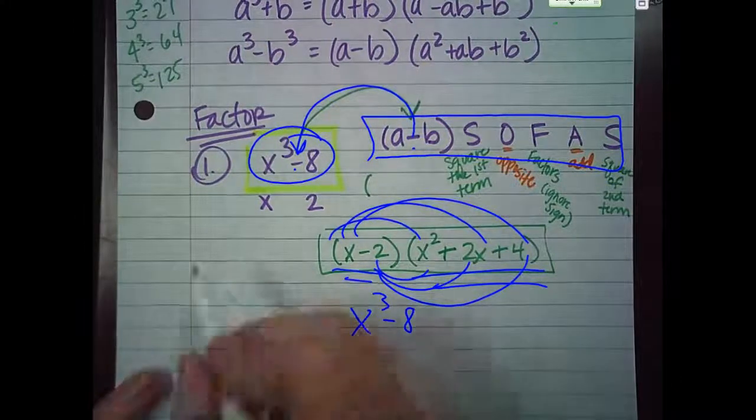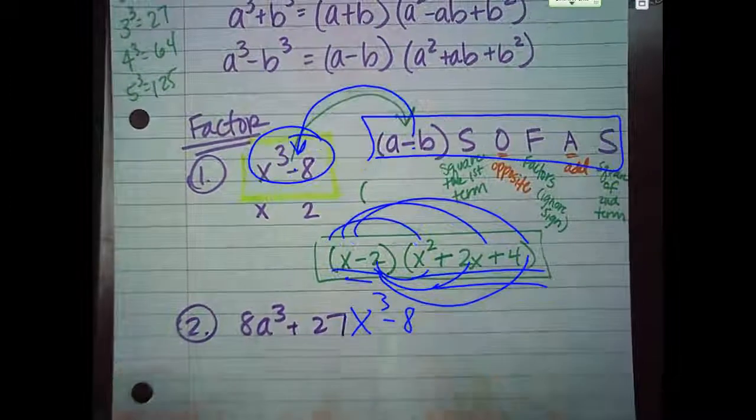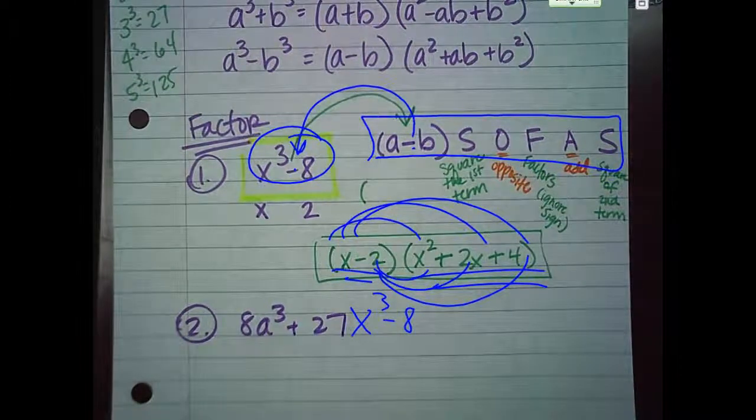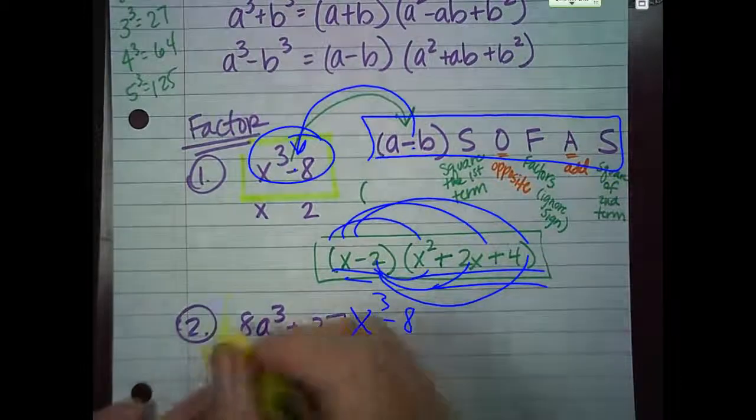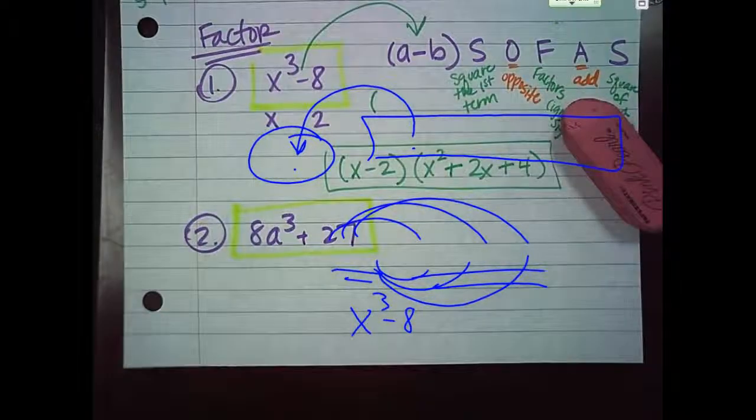Let's try one on your own. How about 8a cubed plus 27? We don't have a lot of time. We're going to work right to the bell, just to make sure you understand them. Okay, ready?